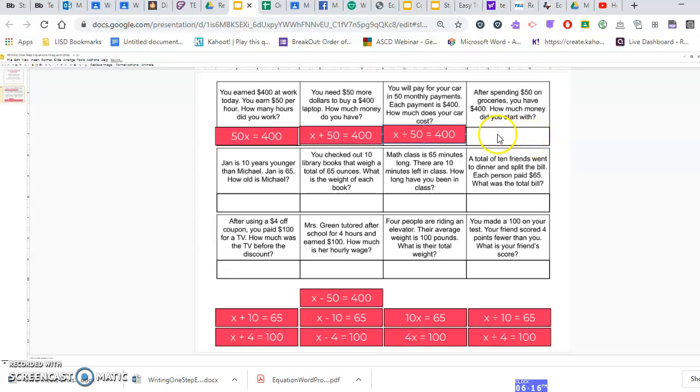And the last one says after spending $50 on groceries, you have $400. How much did you start with? You spent $50, and we know when you spend money, that's going away or subtracting. And then we had $400 left, so that's going to be this one. And I'm going to drag it up and drop it.